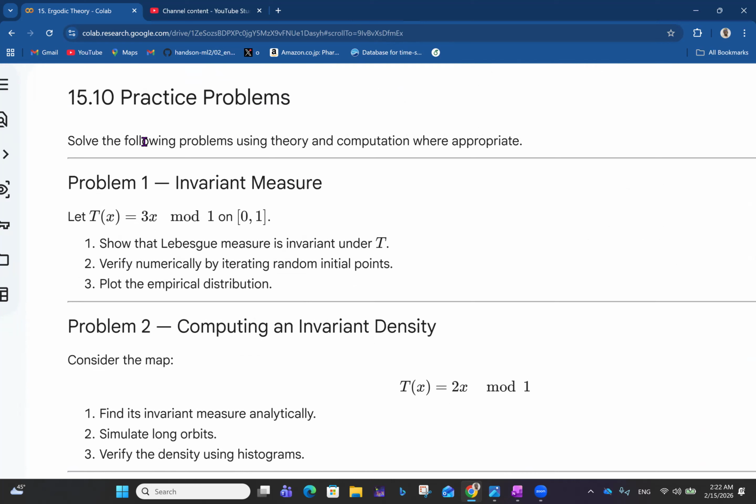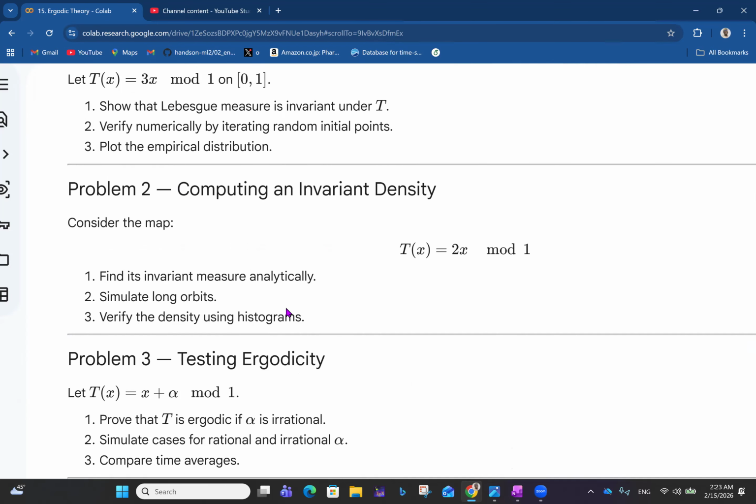So solve the following problems using theory and computation where appropriate. You have problem one, invariance measure. Let T of x be 3x mod 1 on [0, 1]. Show that Lebesgue measure is invariant under T. I mean, just try this out. You have computing an invariant density for number two. So the two of them look like about the same thing.